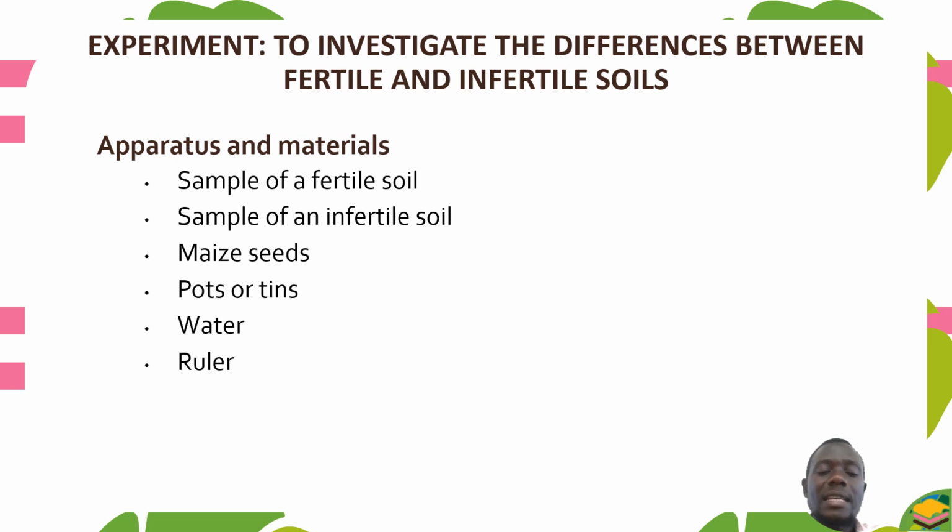So let's look at this experiment. This experiment is to investigate the differences between fertile and infertile soils. In this experiment, you need the following apparatus and materials: a sample of fertile soil and a sample of infertile soil, maize seeds, pots or tins, water, and a ruler.